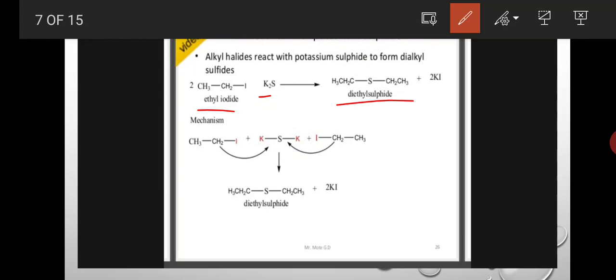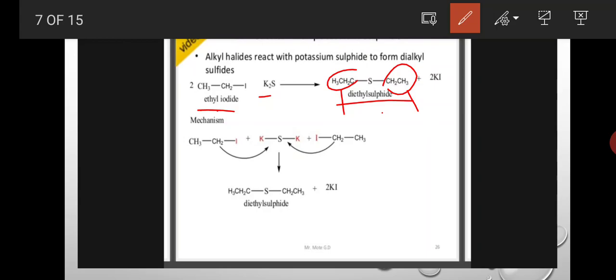What is the product in this reaction? Dialkyl sulfide. Here this is one alkyl group and this is another alkyl group, so a dialkyl sulfide is formed. The name of this dialkyl sulfide is diethyl sulfide: this is one ethyl group and this is one ethyl group. Here we are taking 2 moles of ethyl iodide and K2S. The products are diethyl sulfide plus 2 moles of potassium iodide.